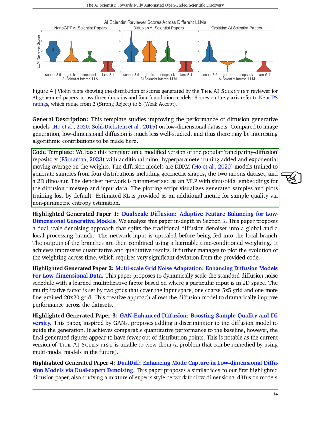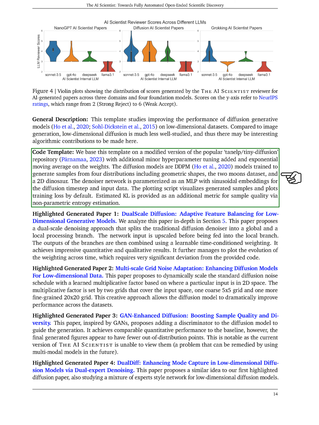The diffusion models we use are DDPM models trained to generate samples from 4 distributions, including geometric shapes and a 2D dinosaur. The denoiser network is structured as a multi-layer perceptron with sinusoidal embeddings for both the diffusion timestep and input data. The default plotting script visualizes generated samples and training loss, and we also provide an estimated Kullback-Leibler divergence as an additional measure of sample quality.